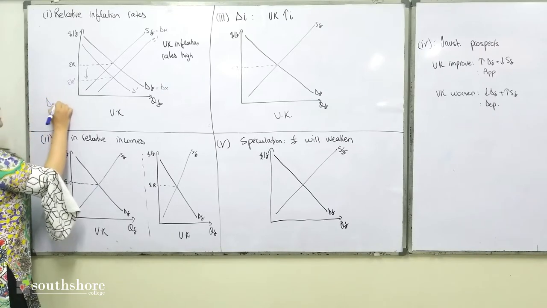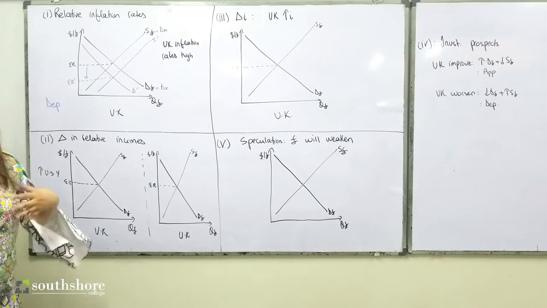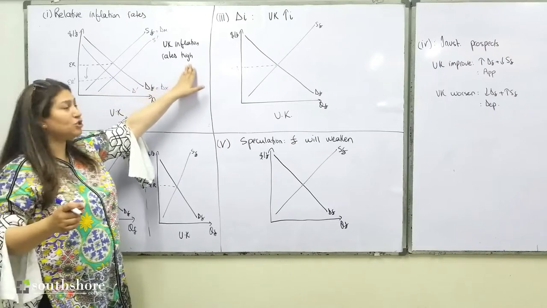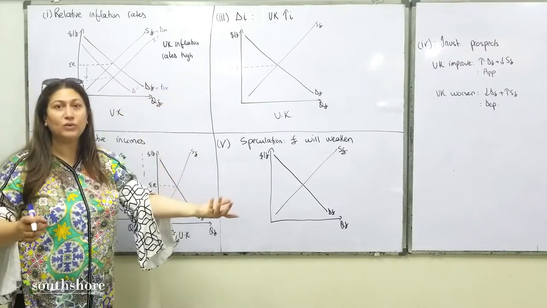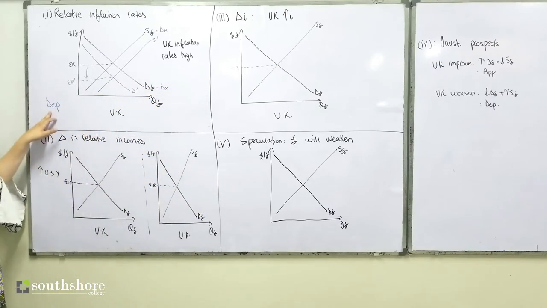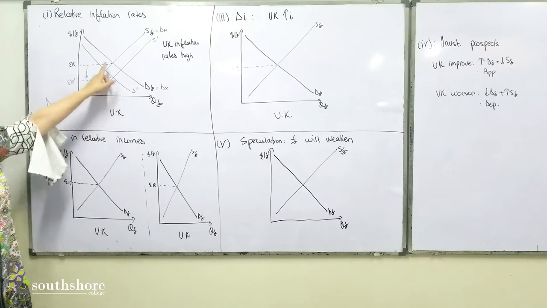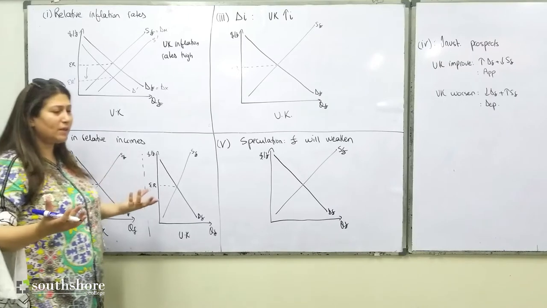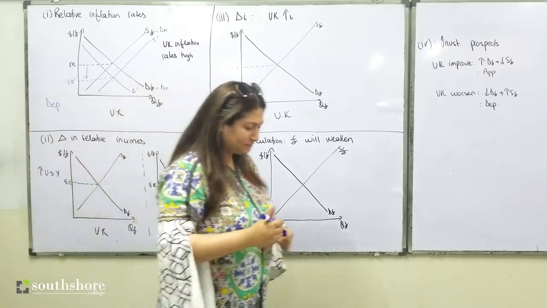It will depreciate. Okay, so this is how your MCQs will be phrased. The UK's inflation rate is higher than that of its trading partners. What will happen to the UK's currency, the pound? The answer will be depreciate, or you will have to identify the correct diagram. I am going to spend a little more time on this one because once you understand one of them, the rest are easy to understand.